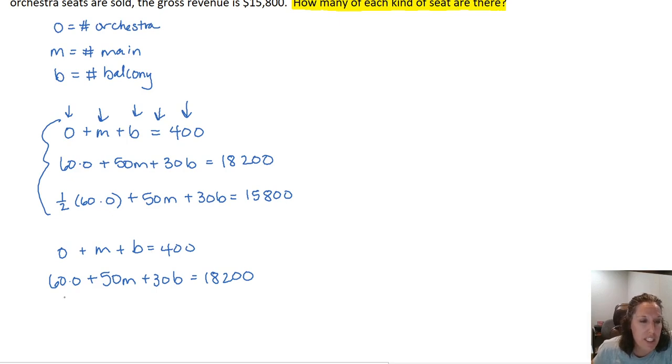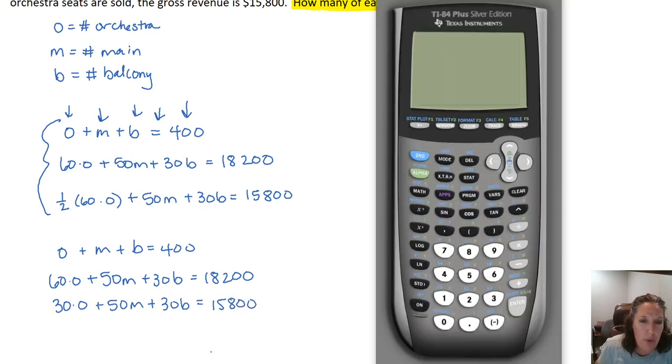All right, simplifying this last one, we're going to get half of 60 times our orchestra seats, so that's going to be 30 times our orchestra, plus the 50 times the main, and the 30 times our balcony is going to be 15,800. And so now we're going to do the same thing we did on the calculator just a minute ago.